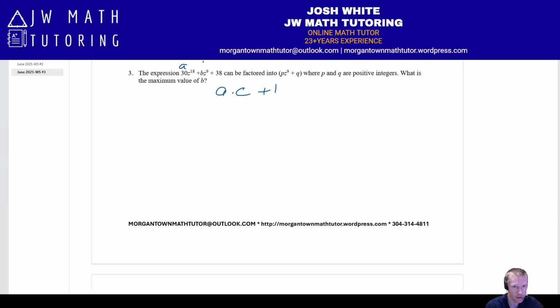This is our a, obviously this is our b, this is our c, and that's it. That's the shortcut. That's how you get the answer. Now, the way it actually works out, if you go to factor it, basically you're going to have z to the 9th, you're going to have z to the 9th.